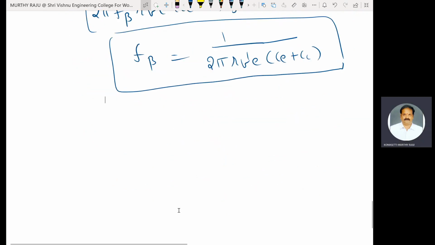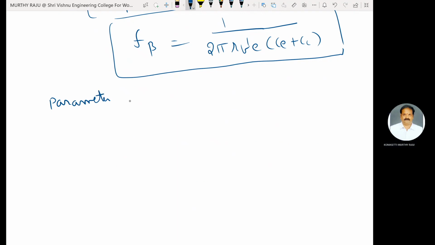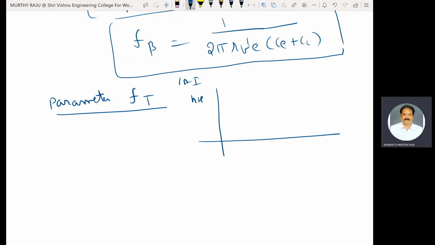That is f beta. Another parameter we need to define here is the parameter fT. Using this curve, mod A is equal to HFE at frequency f equal to 0, and then it drops like that.